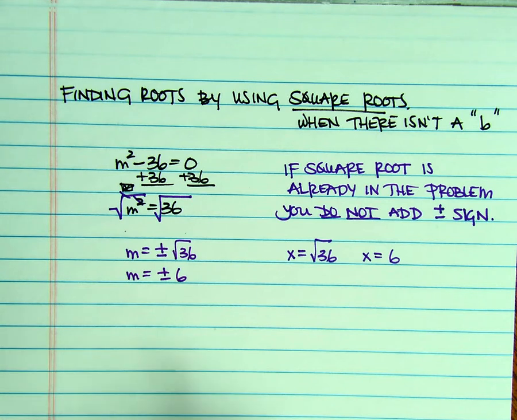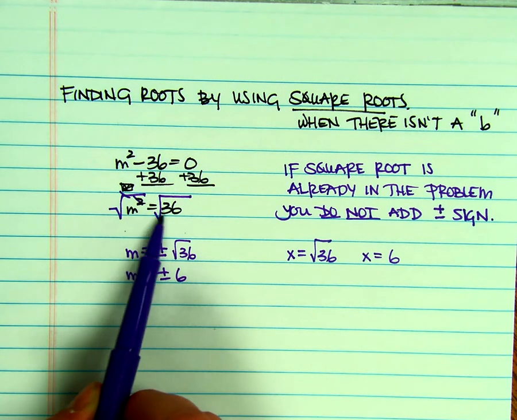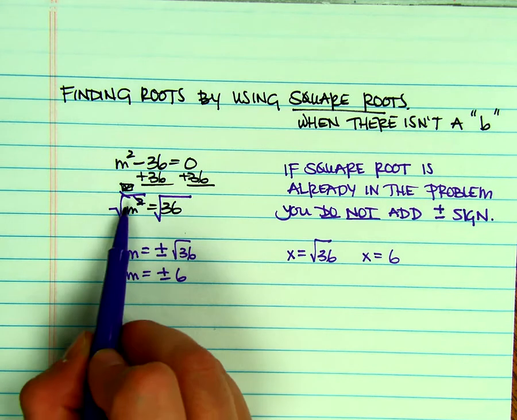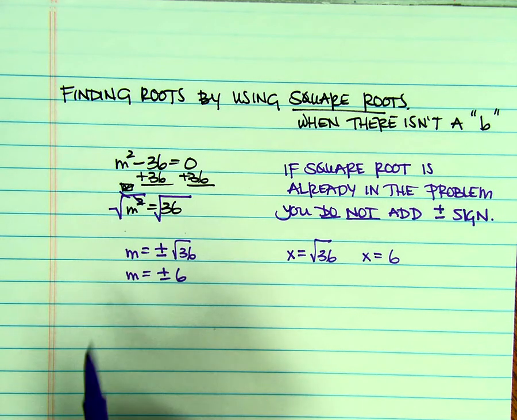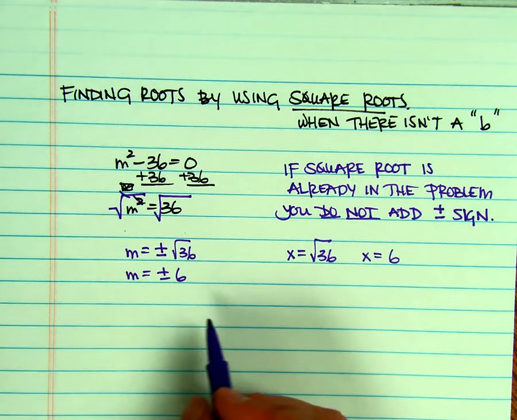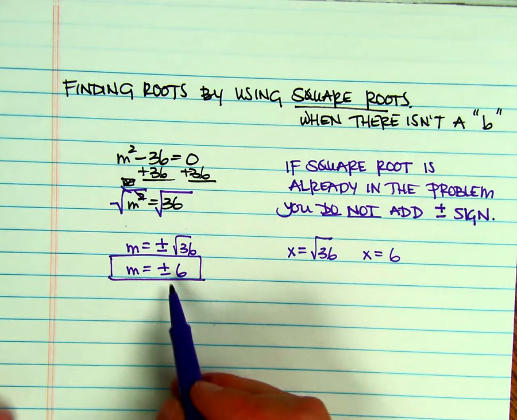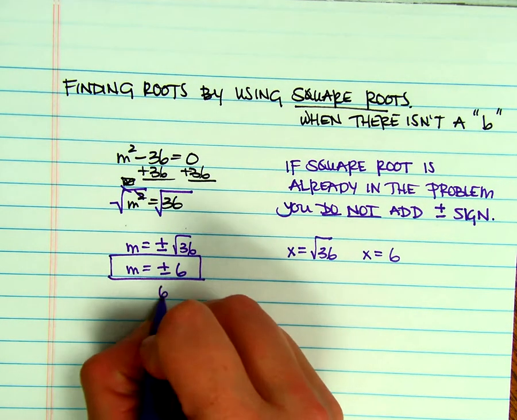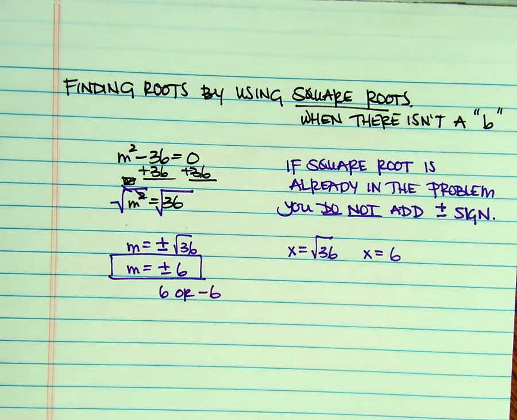The reason being is because if you square a 6, it gives you 36. But if you also square a negative 6, it also gives you a 36. So that's why you have to add the plus or minus sign. What this means is that your answer is 6 or negative 6.